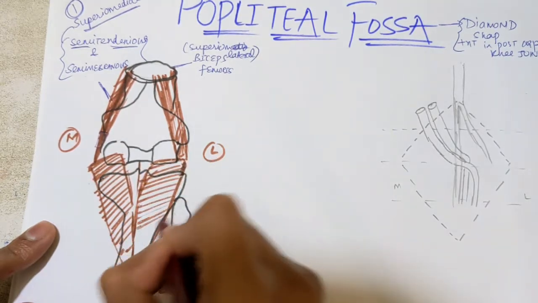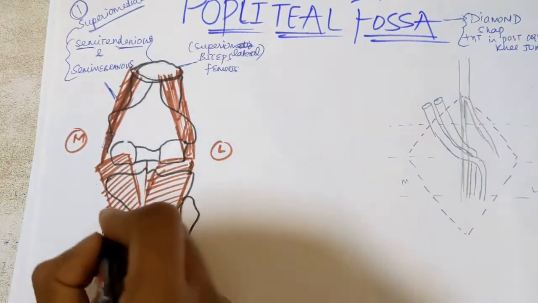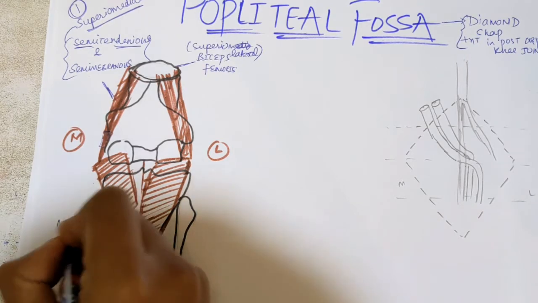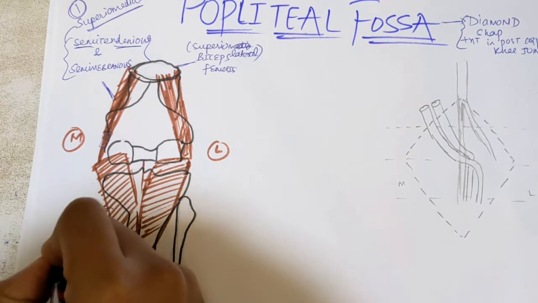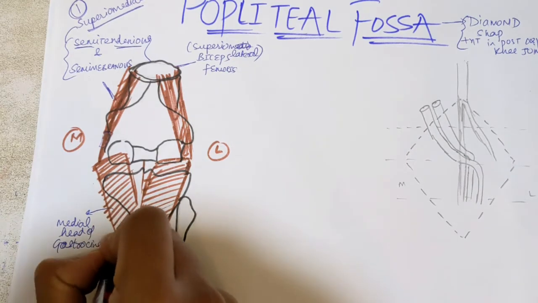So two heads. I'll be writing it here. The first one is the medial head of the gastrocnemius muscle.